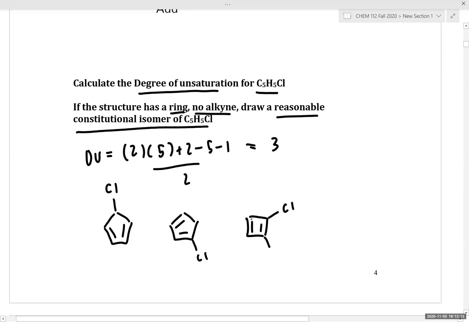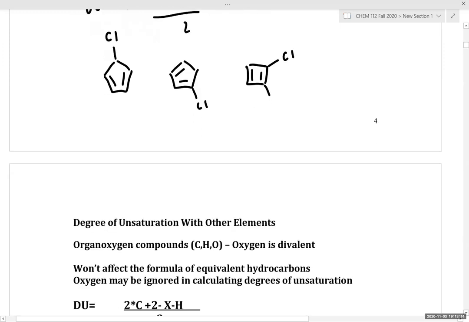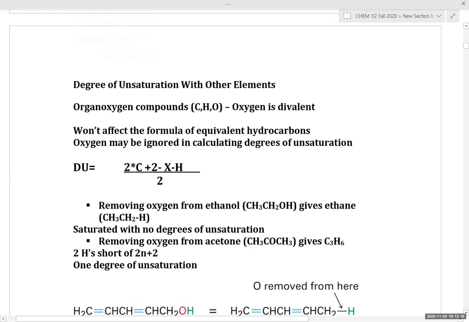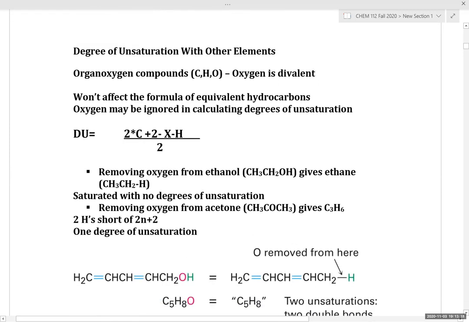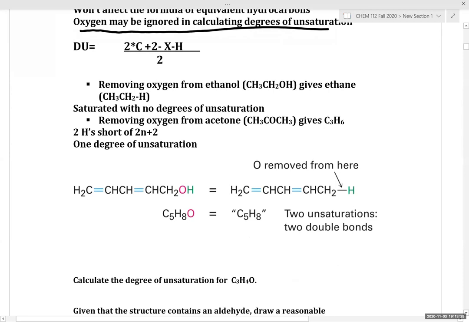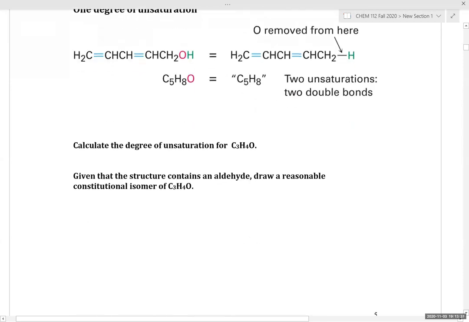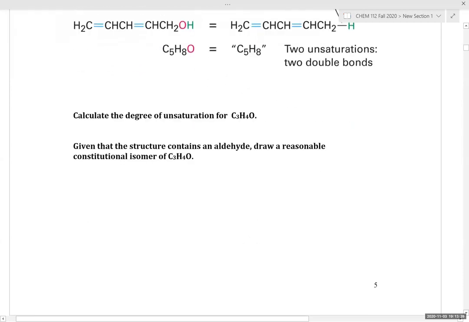Okay, so let's keep going then. And let's talk about degree of unsaturation with other elements. So oxygen is divalent. So oxygen doesn't affect the formula for equivalent hydrocarbons, and oxygen can be ignored in calculating DU. So you just pretend like oxygen doesn't exist when calculating DU.